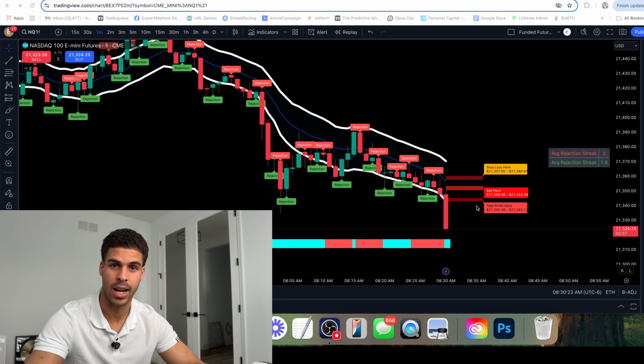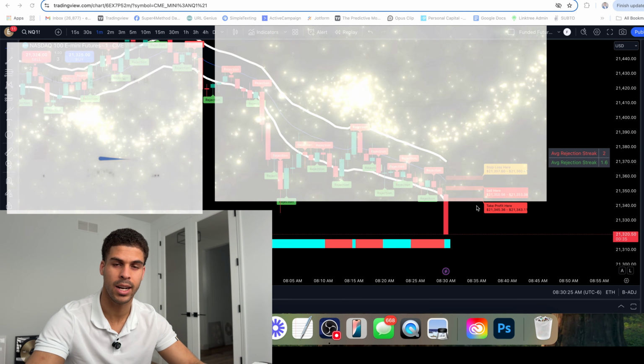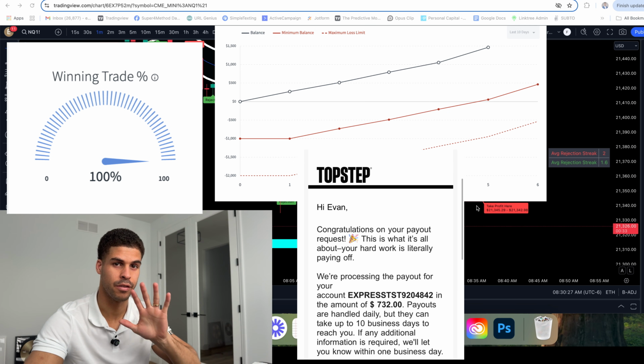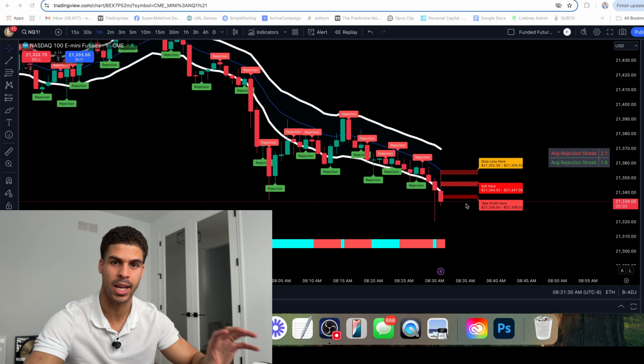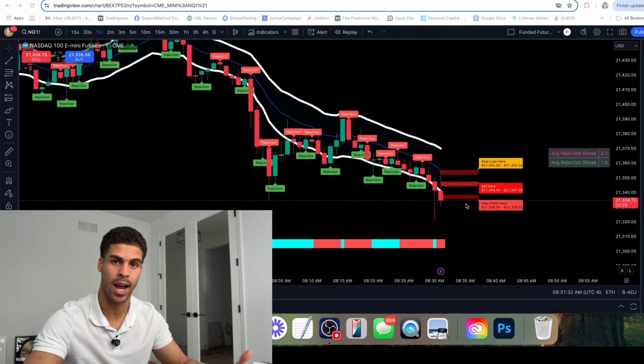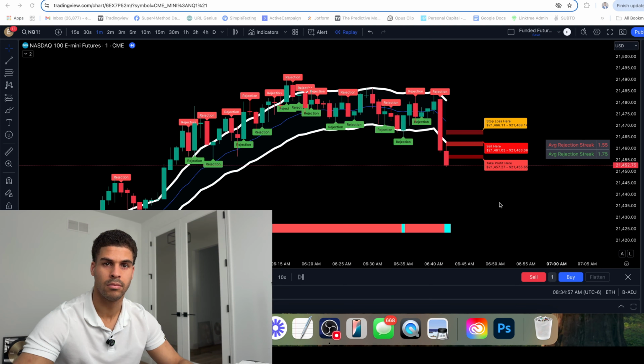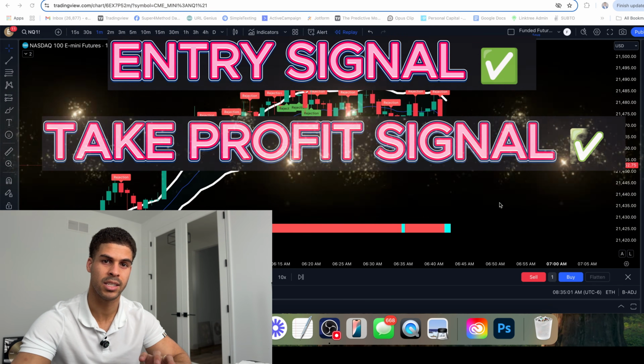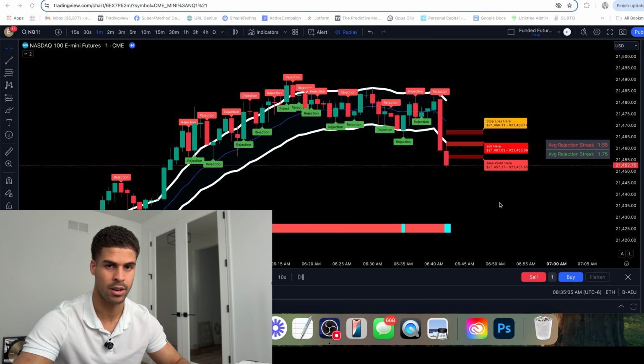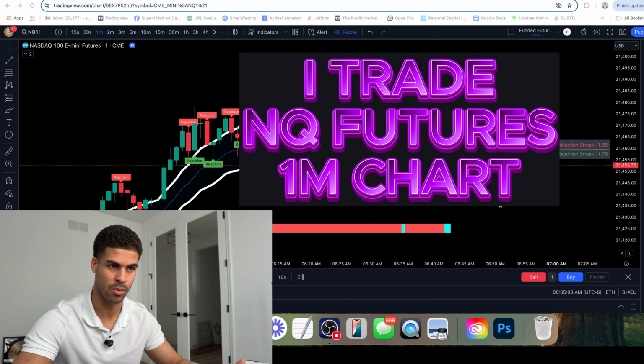This TradingView indicator gave me a 100% win rate and a Topstep payout in just 5 days. Let me explain what the indicator is, what it does, and how to use it, and then we'll get to the proof. This is called the predictive model, where you'll get an entry signal and a take profit signal on every single candle on any time frame for any asset.